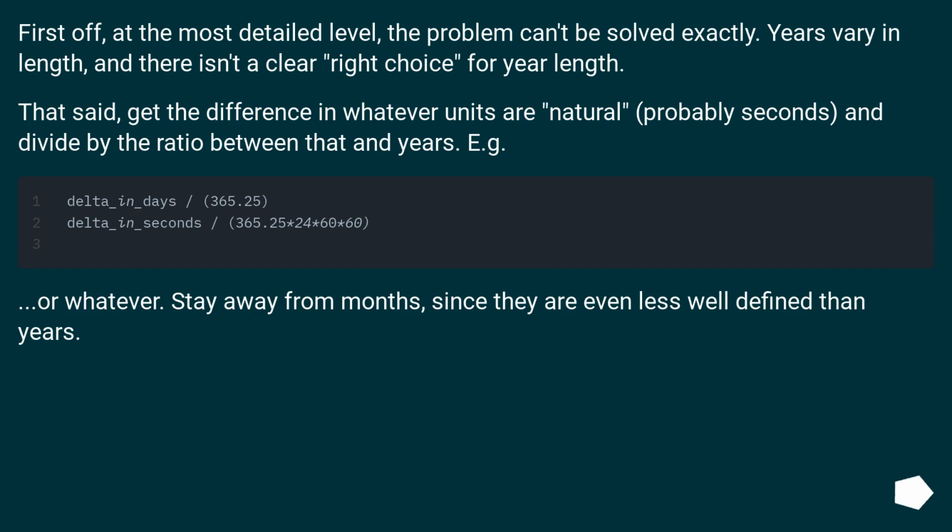First off, at the most detailed level, the problem can't be solved exactly. Years vary in length, and there isn't a clear right choice for year length. That said, get the difference in whatever units are natural, probably seconds, and divide by the ratio between that and years. For example: Or whatever. Stay away from months, since they are even less well defined than years.